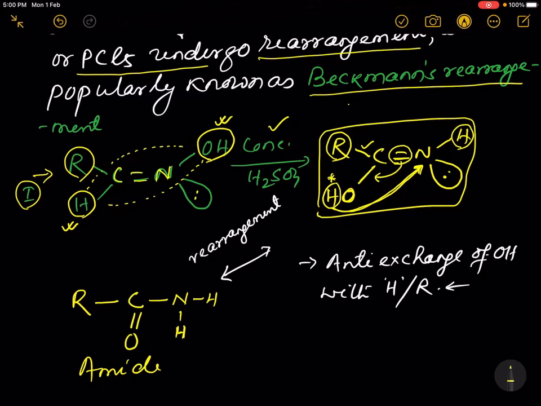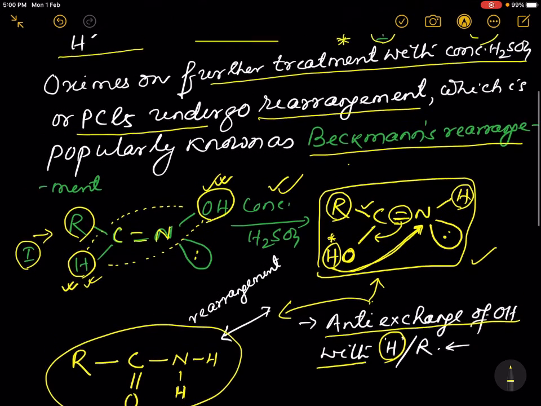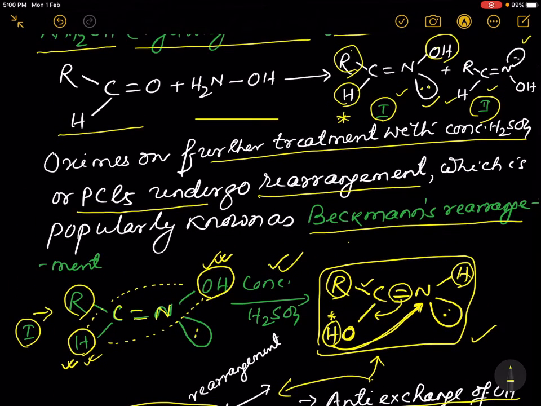You see, this oxime on treatment with concentrated H2SO4 gives another oxime where anti-exchange of OH with H group takes place. Then this on rearrangement gives an amide. This is the first oxime. Then we have to take the second oxime.